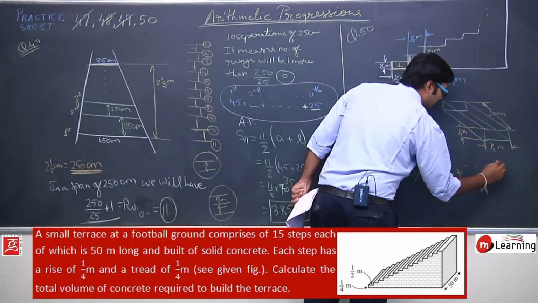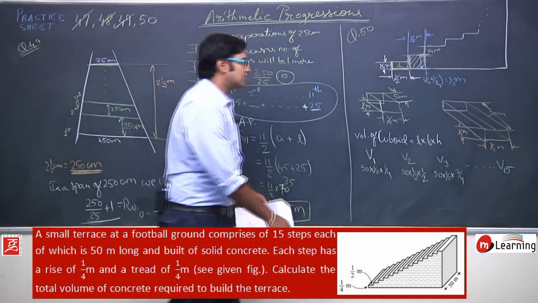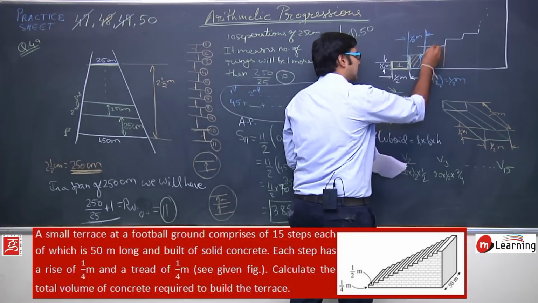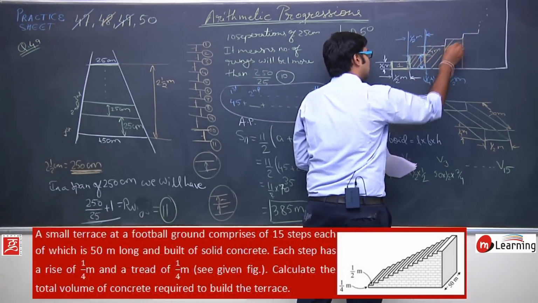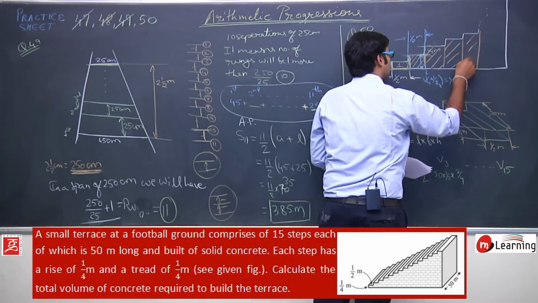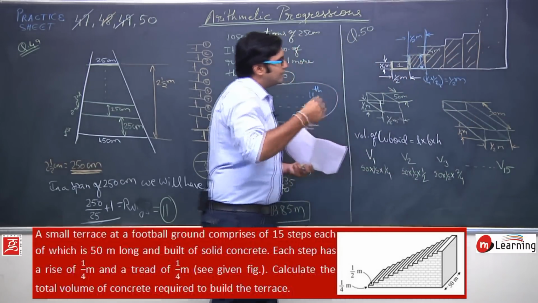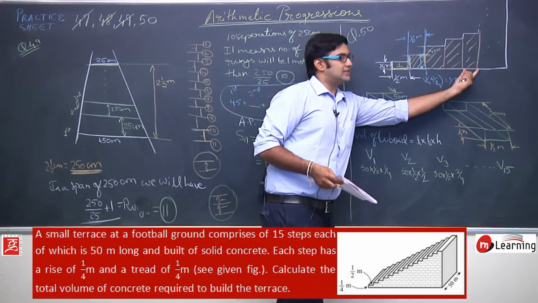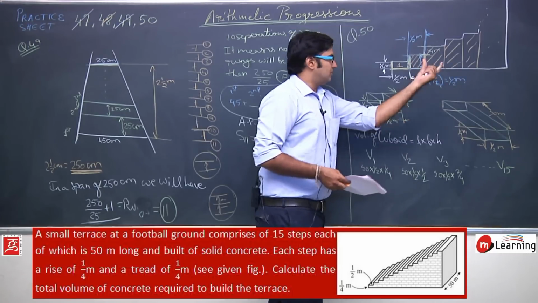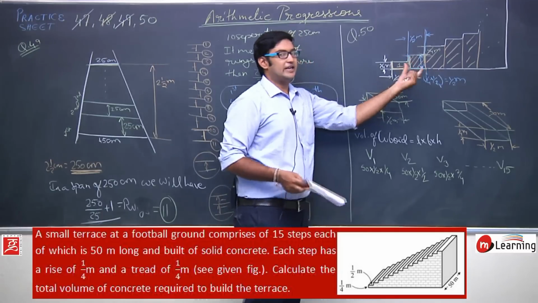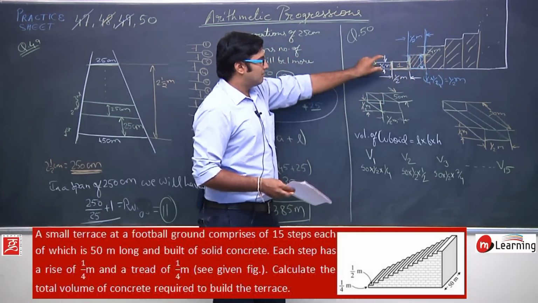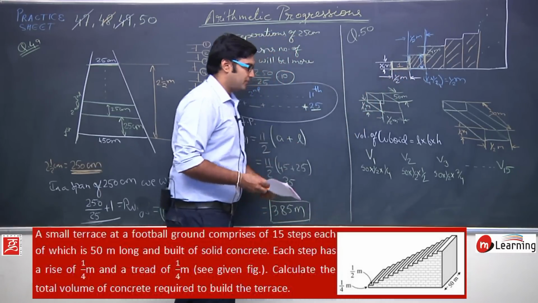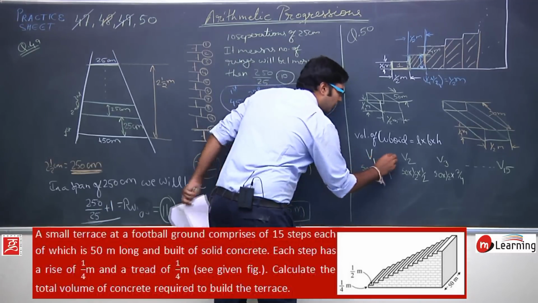This will continue till V15 because there are 15 blocks. Okay, I can see these are 15 blocks. This is the third block, this will be the fourth block, this will be the fifth block, and so on. So what we can see is that the breadth of all the blocks will remain the same. The length of all the blocks will remain the same, but the height of each block is increased by 1 by 4 meters every time.